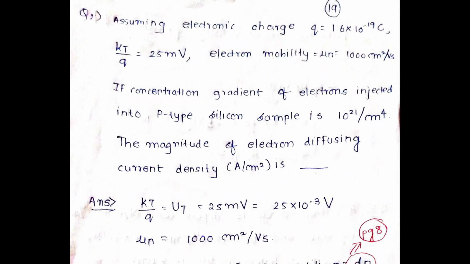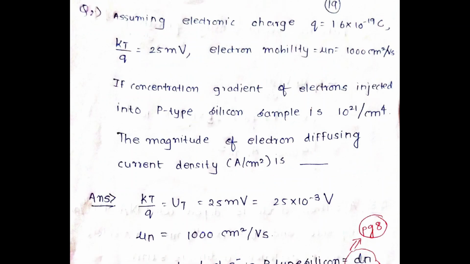So let's try to solve the first numerical. The first numerical says, assuming electronic charge Q is equal to 1.6 into 10 raised to minus 19 coulomb, kT by Q, the thermal voltage, is given as 25 millivolts. The electron mobility mu n is given as 1000 centimeter square per volt second. If the concentration gradient of electrons injected into p-type silicon is 10 raised to 21 per centimeter raised to 4, what is the magnitude of the electron diffusion current density, which is asked in ampere per centimeter square.